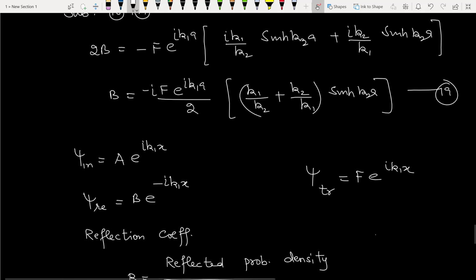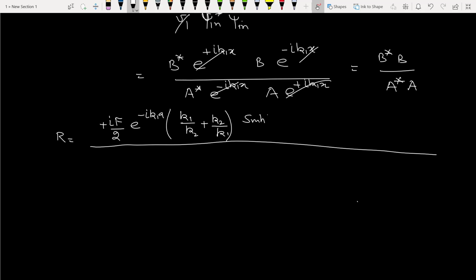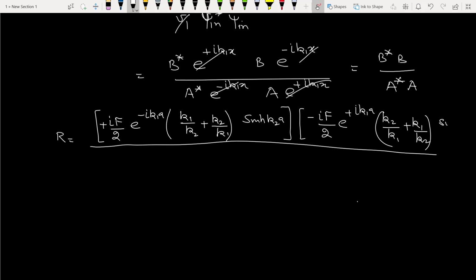The value of b is here, we will take its star. So this is minus iota, it will become plus iota. Here minus iota, and the rest will be the same. So it will be plus iota f by 2 e raised to power minus iota k1a, k1 upon k2 plus k2 upon k1, sine k2a. This is b star. B is minus iota f by 2 e raised to power plus iota k1a, k2 upon k1, k1 upon k2, sine k2a.